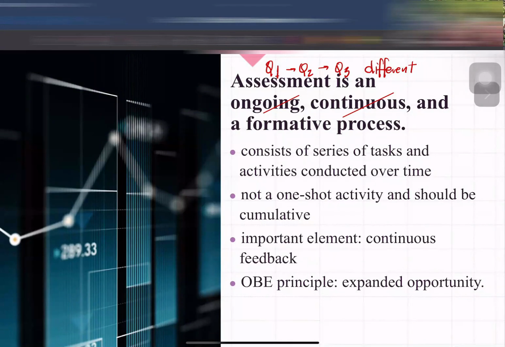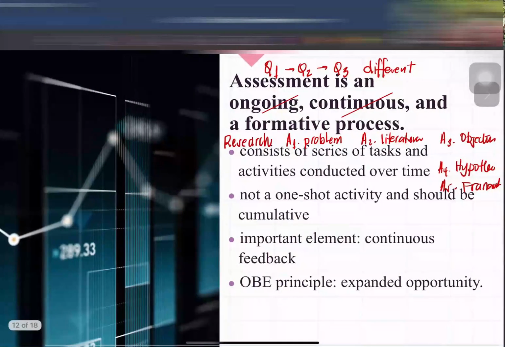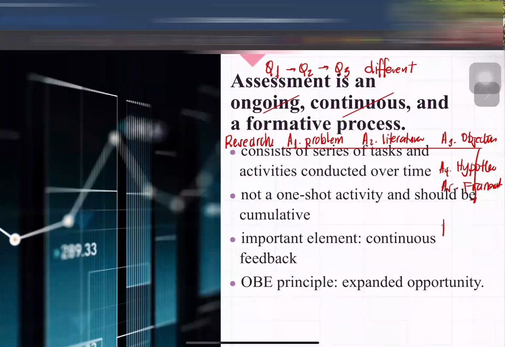So pag sinabi nating series of tasks and activities conducted over time, plus example, pag nagtuturo ka ng research, if you will be given the opportunity to teach research, for example, in senior high, isa po sa ginagawa natin sa research is, nagbibigay po tayo ng activities. Halimbawa, activity 1, mag-identify sila ng problem. Sa activity 2 class, magsi-search sila ng related literatures. Sa activity 3 class, gagawa sila ng objectives of the study. Sa activity 4, gagawa na naman sila ng hypothesis of the study. Sa activity number 5, mag-framework na sila ng study. Now, pag titingnan ko itong activities na to, it's geared towards the development of your research proposal.